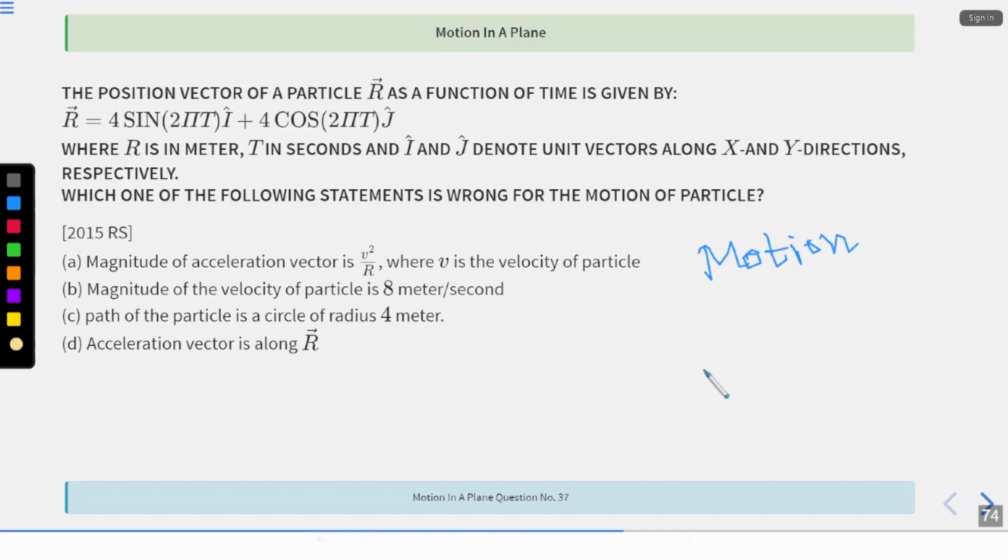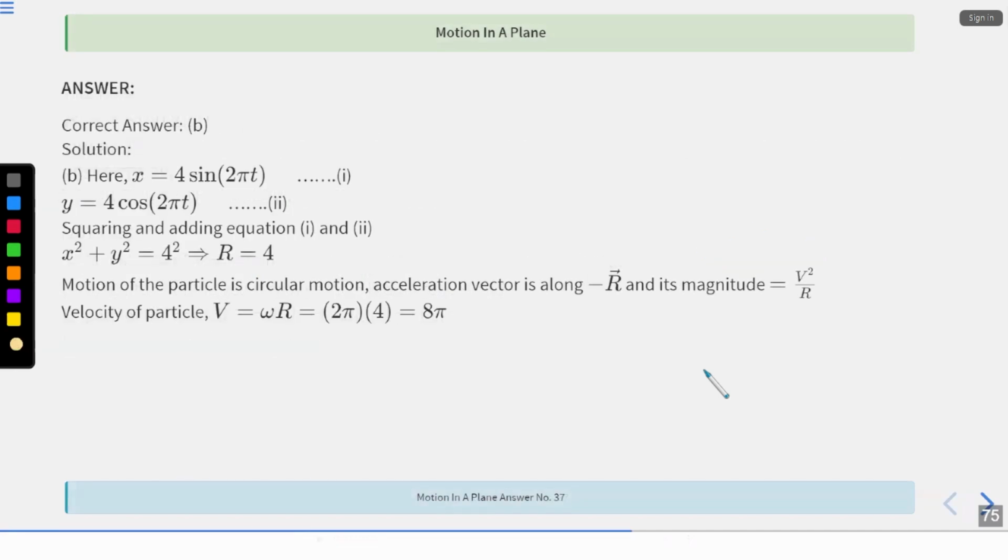Okay. So here, what is the question? So here in the options, if you see, there is acceleration we need to check, velocity we need to check, and the path. Okay. So these are the things we need to check to get our answers. So what would we do? So basically, first we would calculate. We know that x is equal to 4 sine 2 pi t, nothing but r has been split into x i cap plus y j cap. Okay. So here, this is how they've done it.